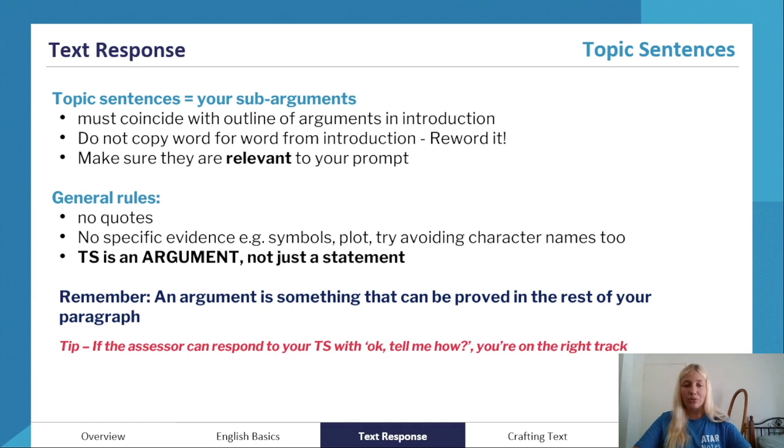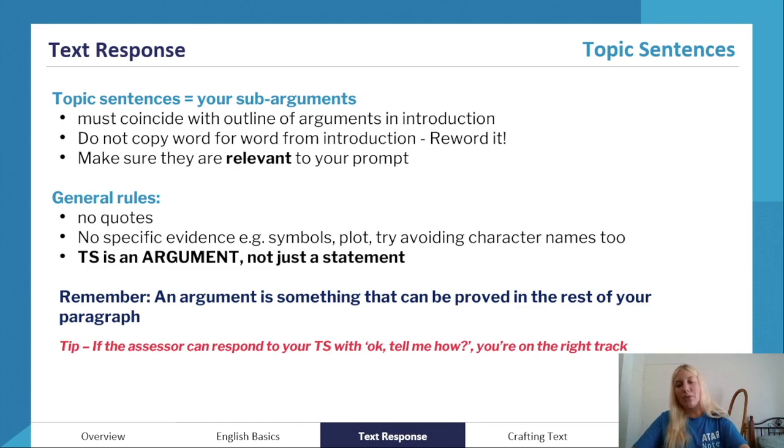There are some general rules. Firstly, understanding that you're presenting an idea, not a statement. It shouldn't have quotes. It shouldn't have any evidence being mentioned, any character names being mentioned either. All of that should be avoided. It's just an idea that you are proving for the rest of the paragraph. You're basically saying this is something that is present in the text and this is significant. This is how. And then you're trying to prove that for the rest of your body paragraph.